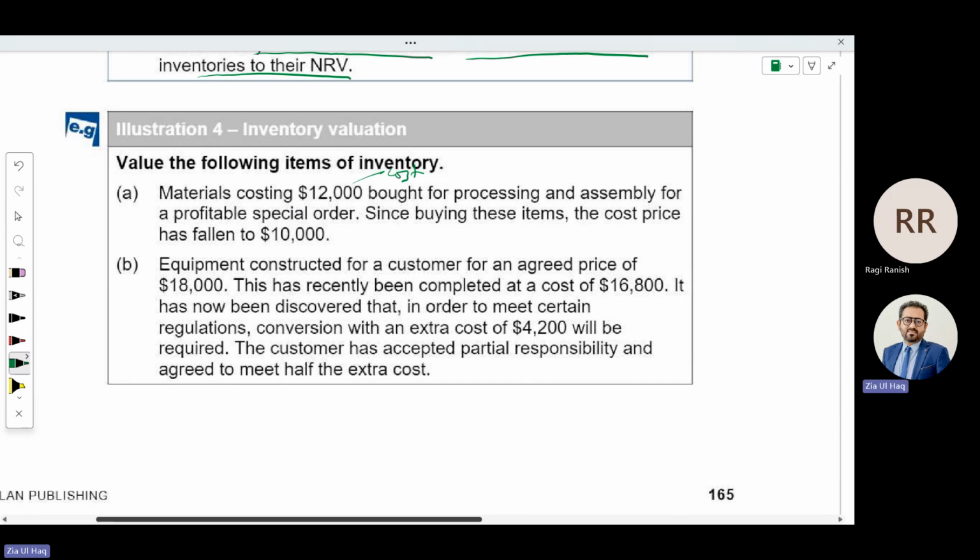We need to compare cost with NRV, not with the fair value. So this is useless. Inventory should be recorded at 12,000, because we have one figure only. Can you understand this? This 10,000 is not NRV. NRV means the selling price, the amount at which you can sell your inventory, rather than the price at which you can buy similar inventory.